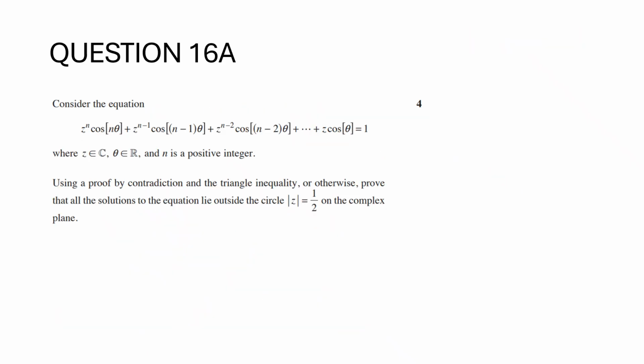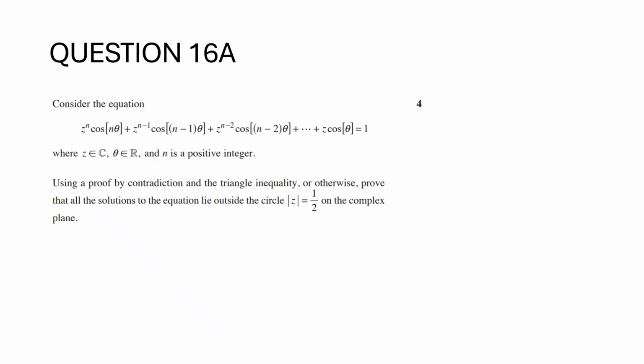16a, consider the equation given here. z is a complex number, theta is real, n is a positive integer. Using a proof by contradiction and the triangle inequality, or otherwise, prove that all the solutions to the equation lie outside the circle modulus of z is equal to 1/2 on the complex plane.